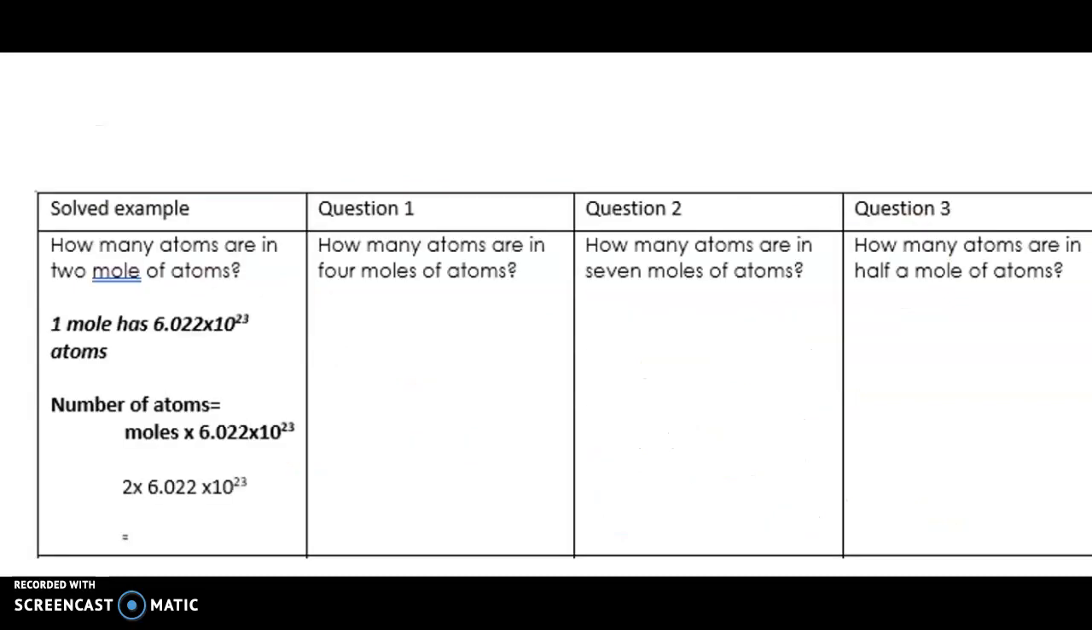So let's try out some questions. I've solved this question here. How many atoms are in 2 moles of atoms? We know 1 mole has that many atoms, and the number of atoms is equal to moles times this big number. The moles in this question is 2, so I'll just multiply 2 times that big number. You could put these numbers in your calculator, or just focus on 2 times 6.022, and then you will get your answer, which you will put in your answer sheet. Just be careful, do not rush this working out. This would work out as 12.044.